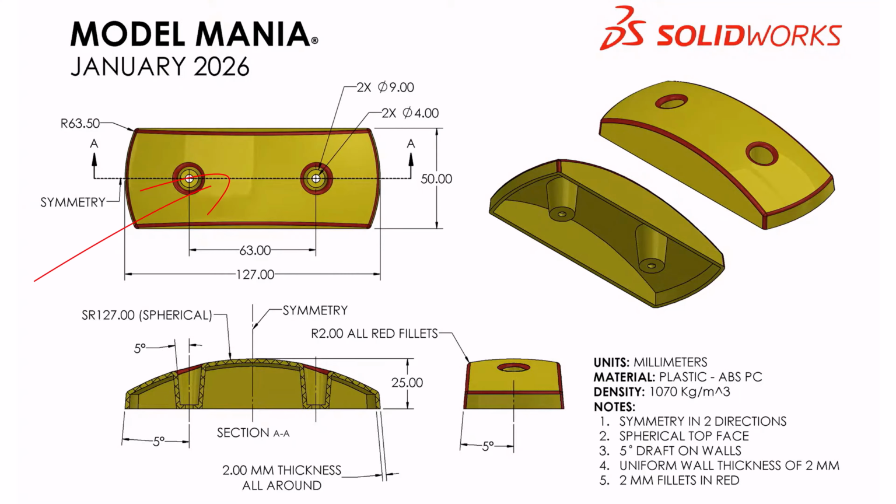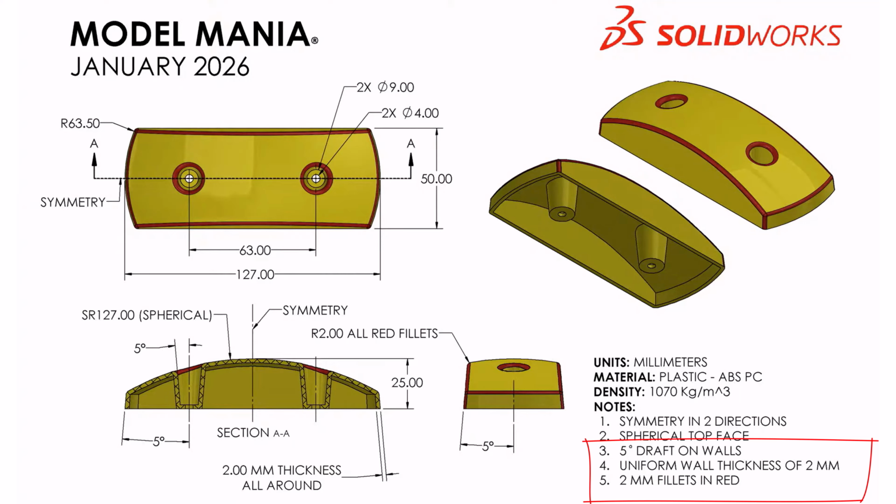I'm seeing symmetry here. It's specifically called out horizontally and vertically. So I'm immediately thinking I'm going to be leveraging the front and right planes. I see a height here, so I'm going to use the top plane with that in mind. I'm seeing angles of 5 degrees, so I'm immediately thinking about using draft. And I'm also seeing uniform wall thickness of 2 millimeters.